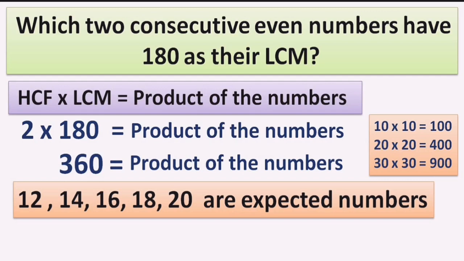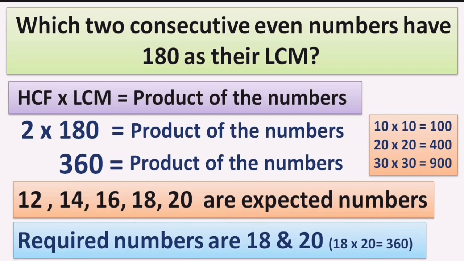So if I multiply 20 and 18 directly, in the first attempt itself we can understand that 18 into 20 gives the answer 360, and that is what I needed, right? Because I require the numbers which are one after the other. 18 and 20 are one after the other. They are even also, and if you calculate their LCM and HCF, you will find that it is 180 and 2, and bingo, that's what I needed.